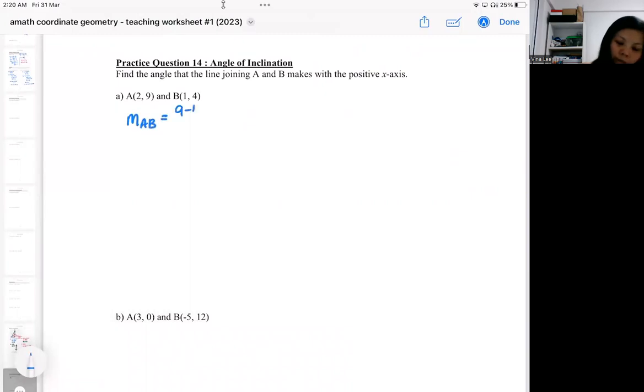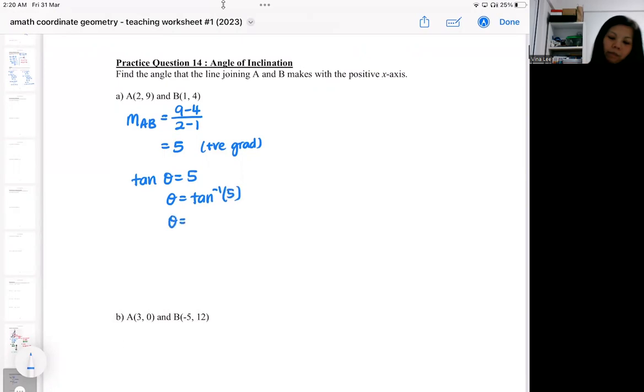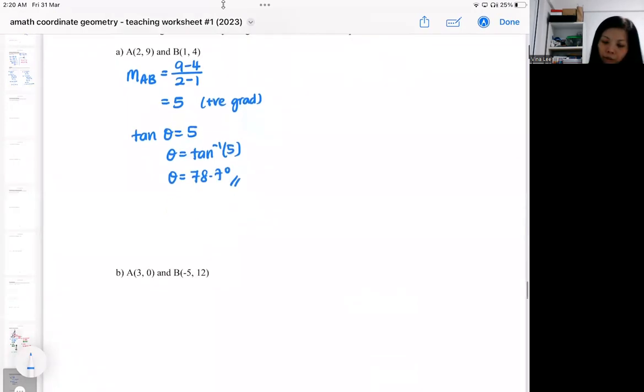If I calculate my gradient, I get a positive gradient 5. So it is a positive gradient. So I'm expecting the angle to be an acute angle. You can do a direct tangent inverse 5, and you'll get an acute angle. Okay, let's try the next one.